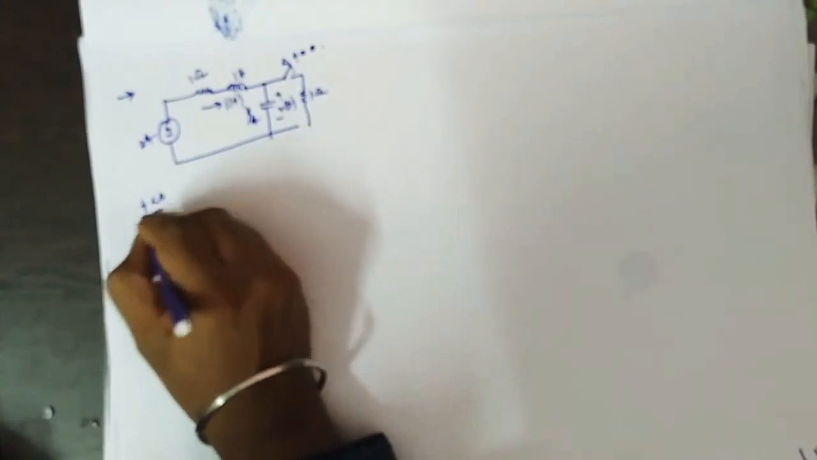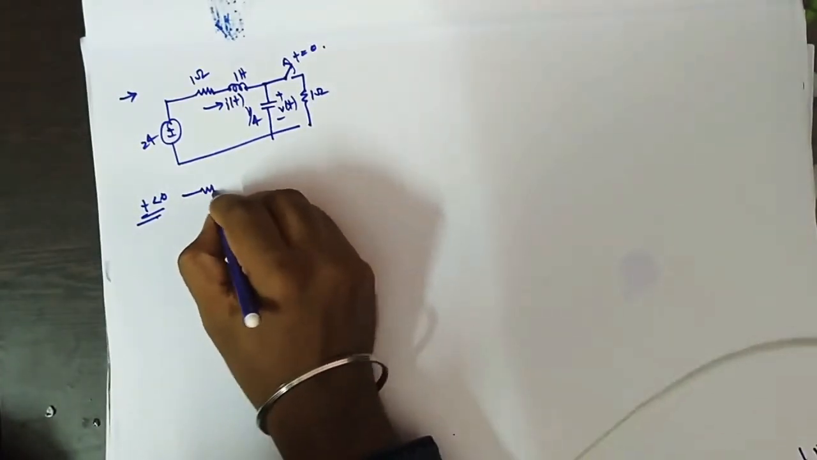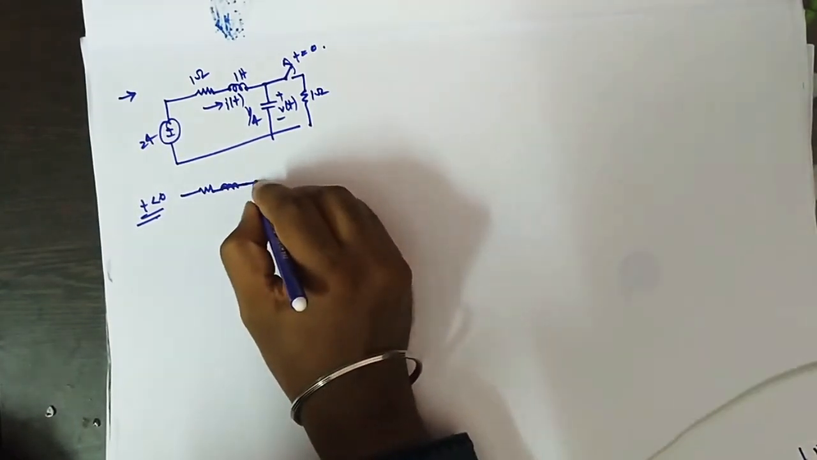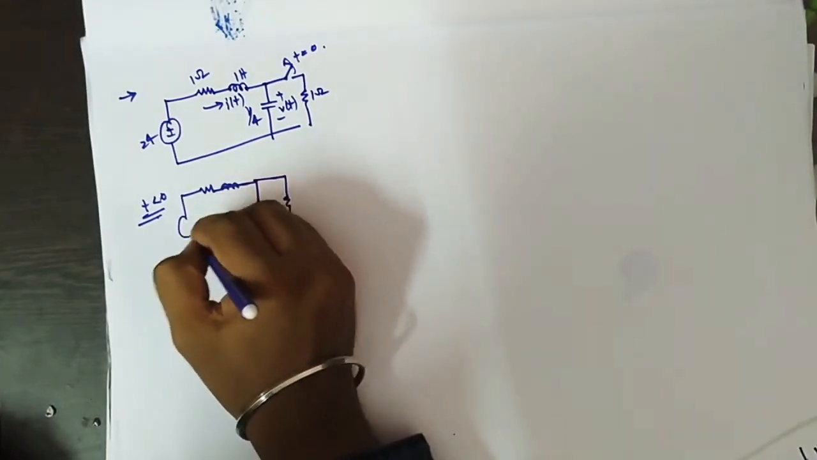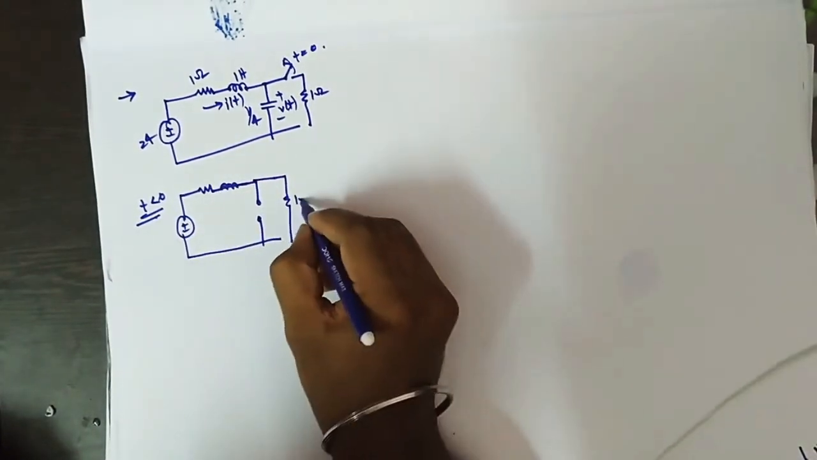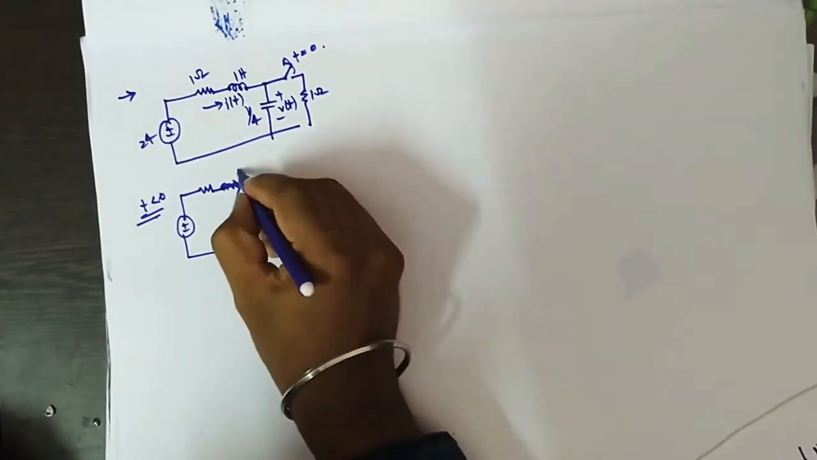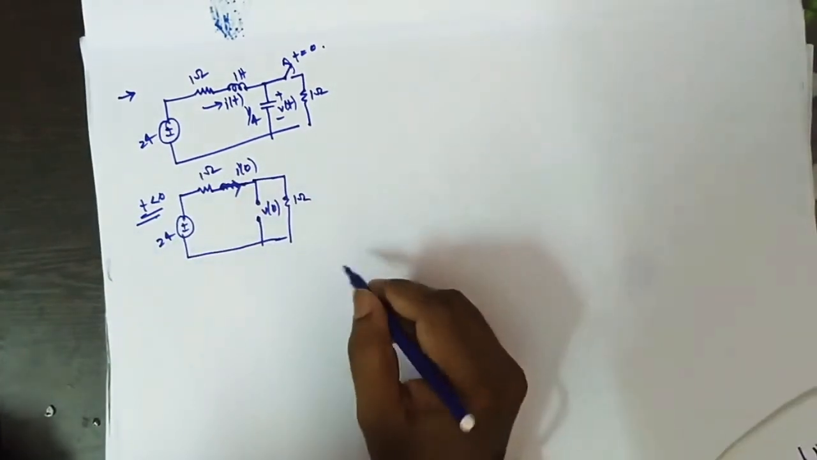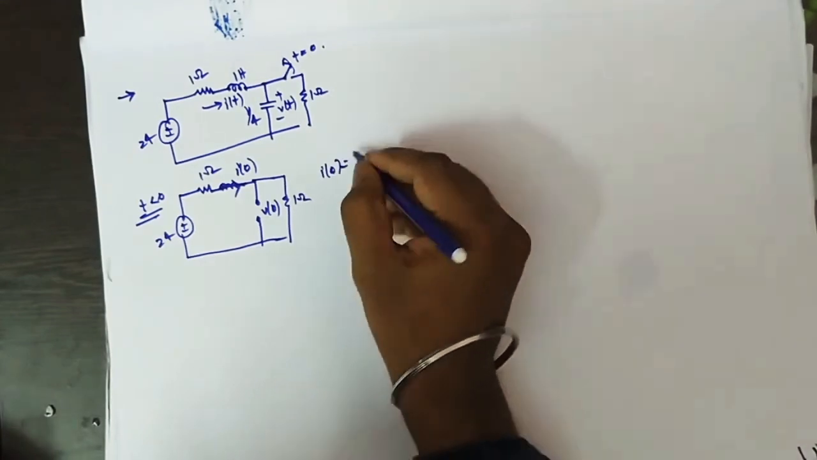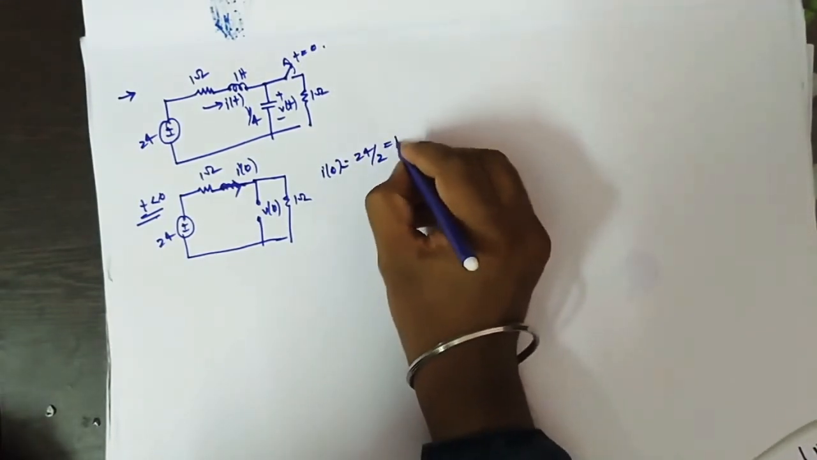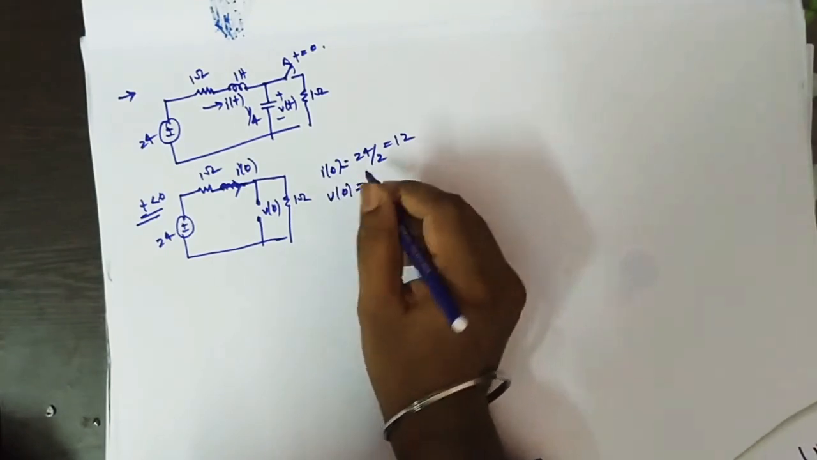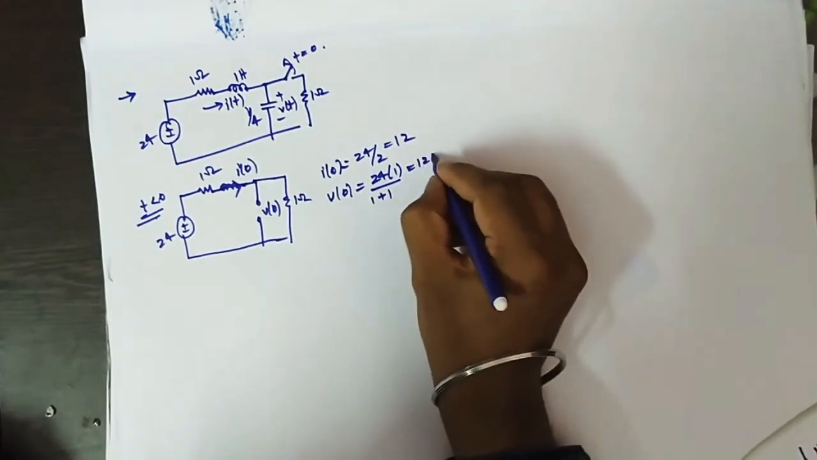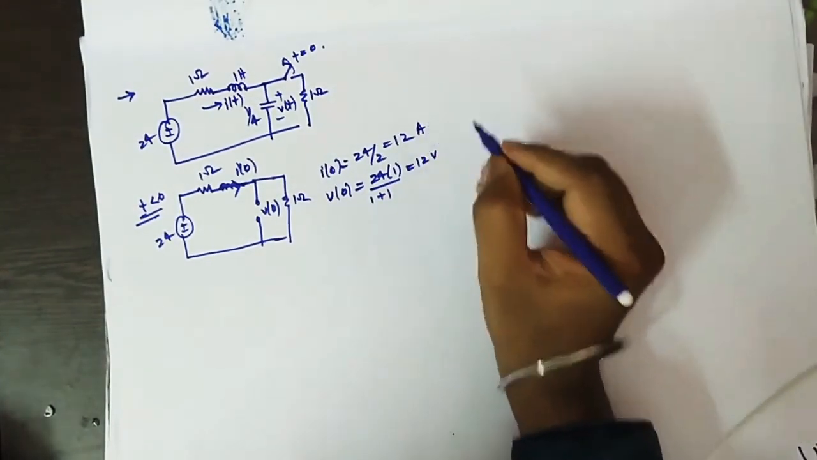At t less than 0, we have the circuit with 1 ohm, I of 0, V of 0, another 1 ohm, and 24 volts. So I of 0 equal to what here? 24 by 2, that is 12 amps. And V of 0 equal to what? Again by the voltage division rule, with 1 plus 1, it is 12 volts.